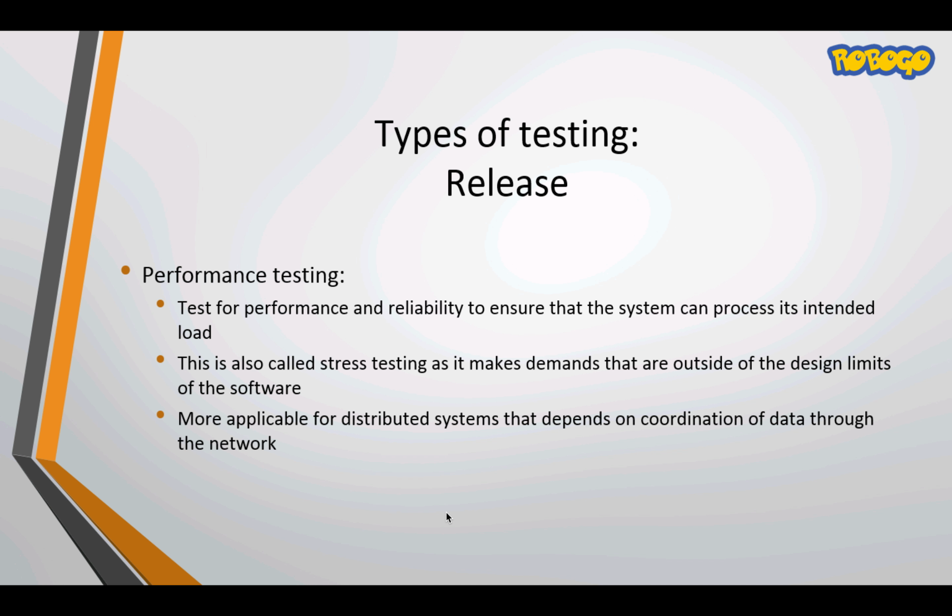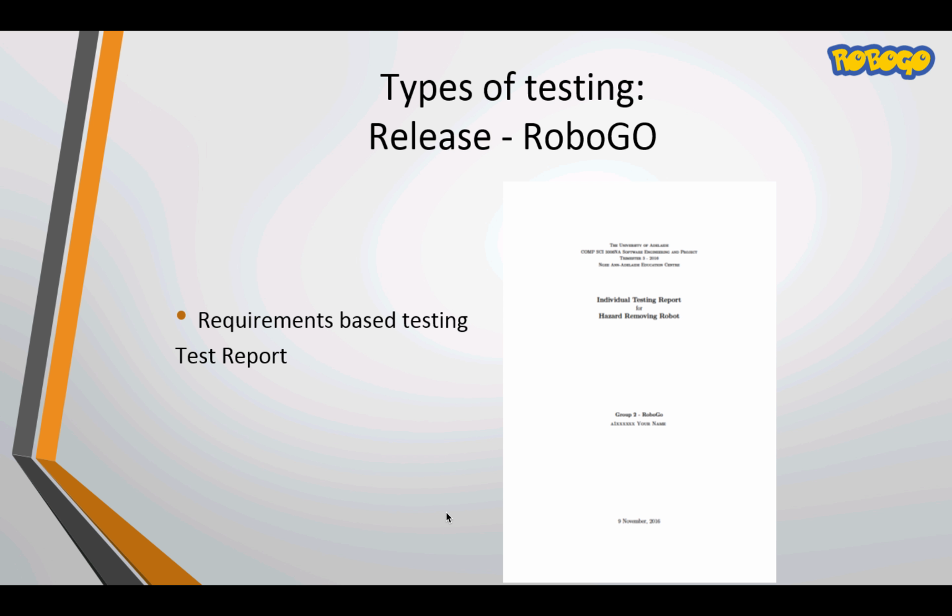Finally, we have performance testing under release testing. Test for performance and reliability to ensure that the system can process its intended load. This is also called stress testing as it makes demands that are outside of the design limits of the software. It is more applicable for distributed systems that depend on coordination of data through the network. As for release testing, we have chosen requirements-based testing, which is our test report, which we will also be submitting along with our final documents.